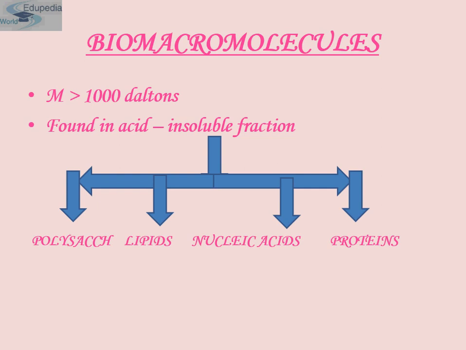For this very reason, chemical compounds found in living organisms are of two types. One, those which have molecular weight less than 1000 Dalton and are usually referred to as micromolecules or simply biomolecules, while those which are found in the acid insoluble fraction are called macromolecules or biomacromolecules. Okay. The molecules in the insoluble fraction, with the exception of lipids, are polymeric substances.